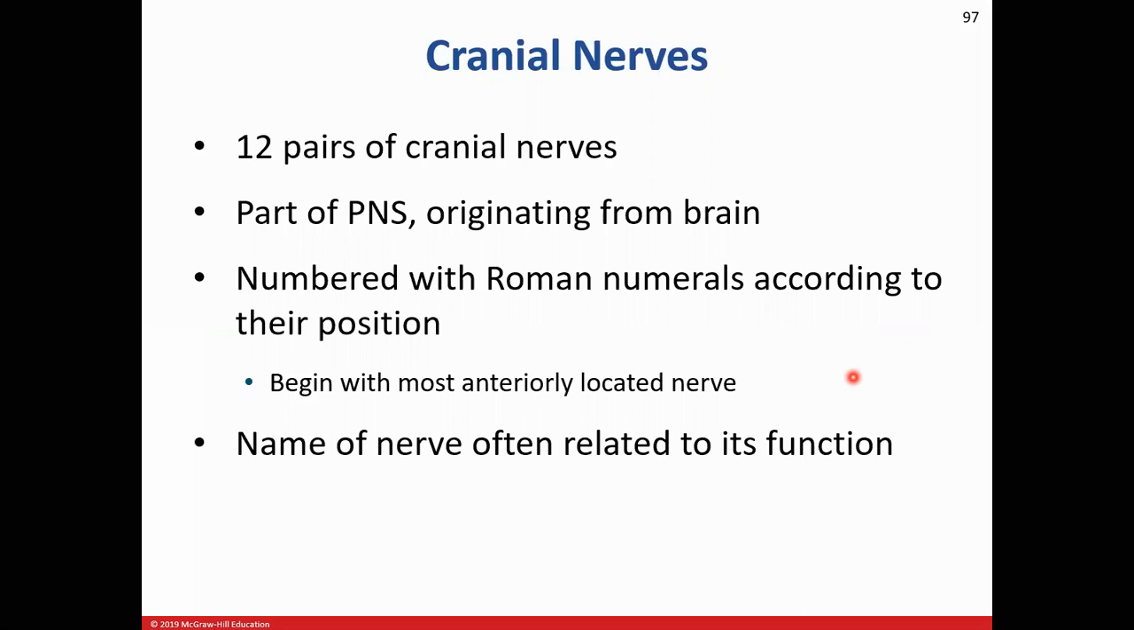When we look at cranial nerves, they're all paired, so you're going to have one on each side. And there are 12 pairs of these cranial nerves. Again, they are part of the PNS, but they do originate from the brain or the brain stem. Our cranial nerves are numbered with Roman numerals according to their position, numbering 1 to 12, and they begin with the most anterior located nerve. Now, as we name them, the name of the nerve is often related to the function that it serves.